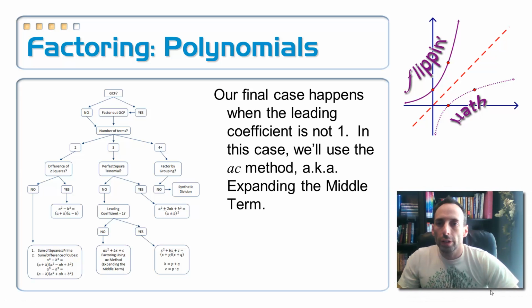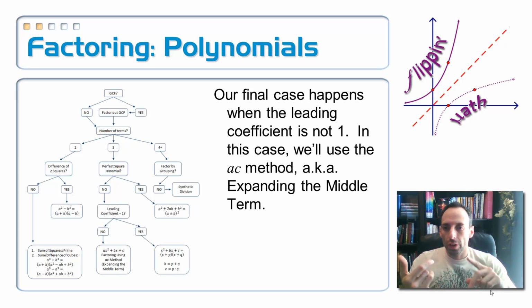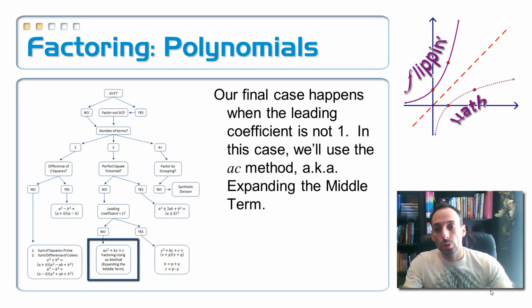Okay, here we are finally factoring trinomials, and it's the final method. We've assumed that it is not a perfect square. The leading coefficient is not 1, so therefore we're going to use this factoring method called the AC method, or sometimes called expanding the middle term, and you'll see why it's called both of those in just a second.